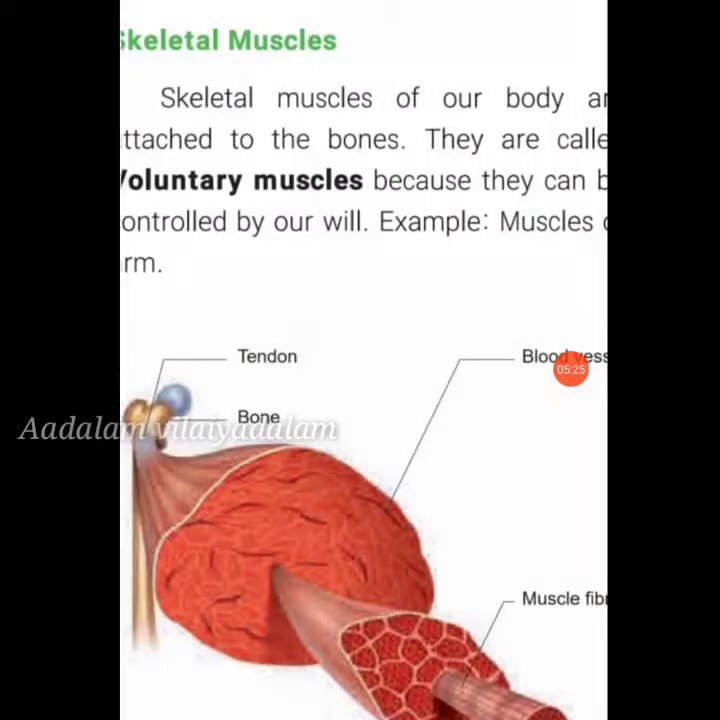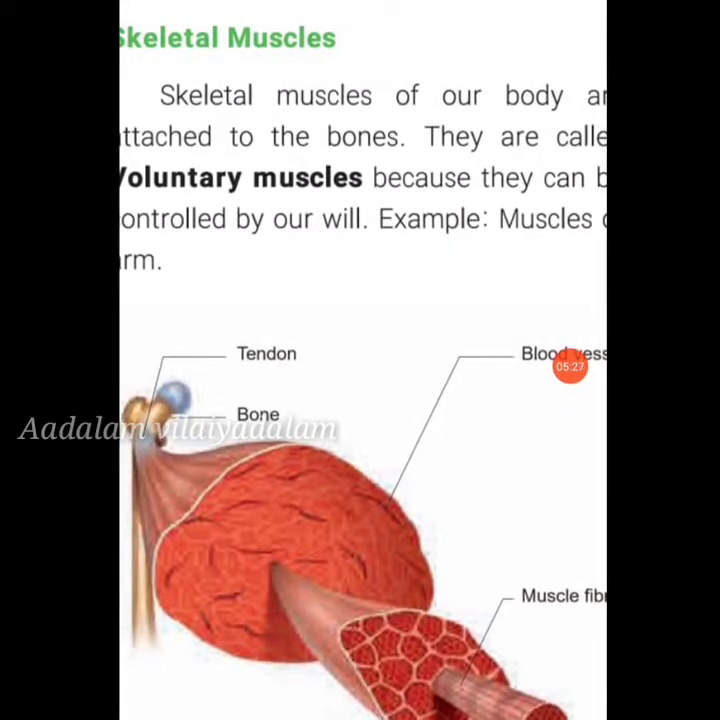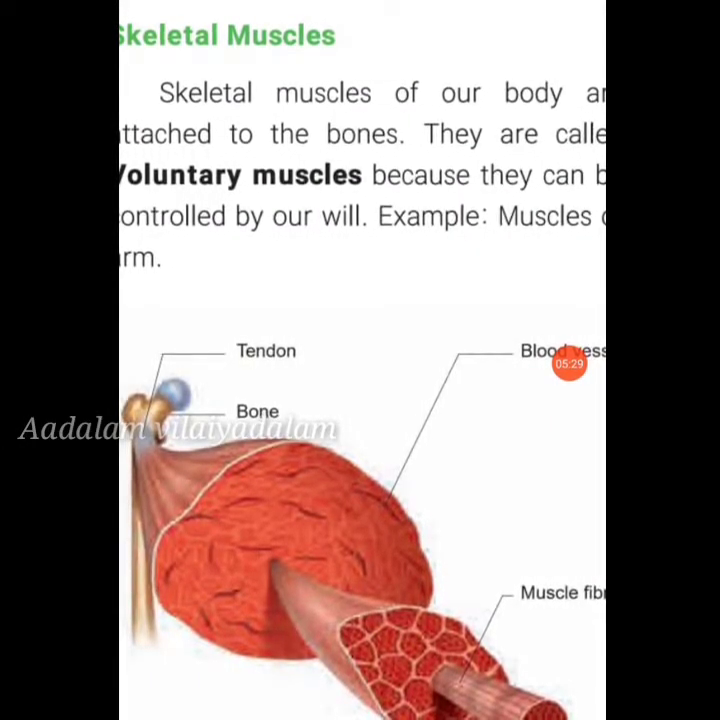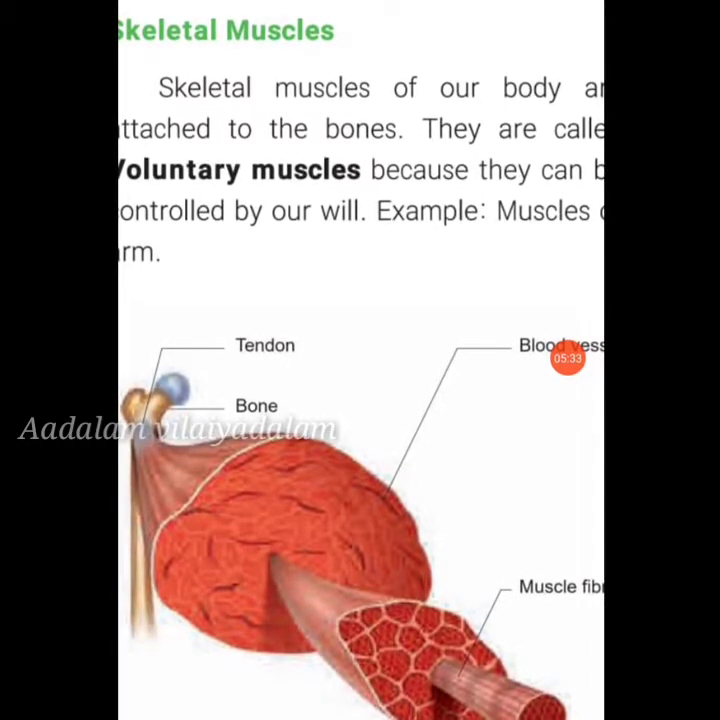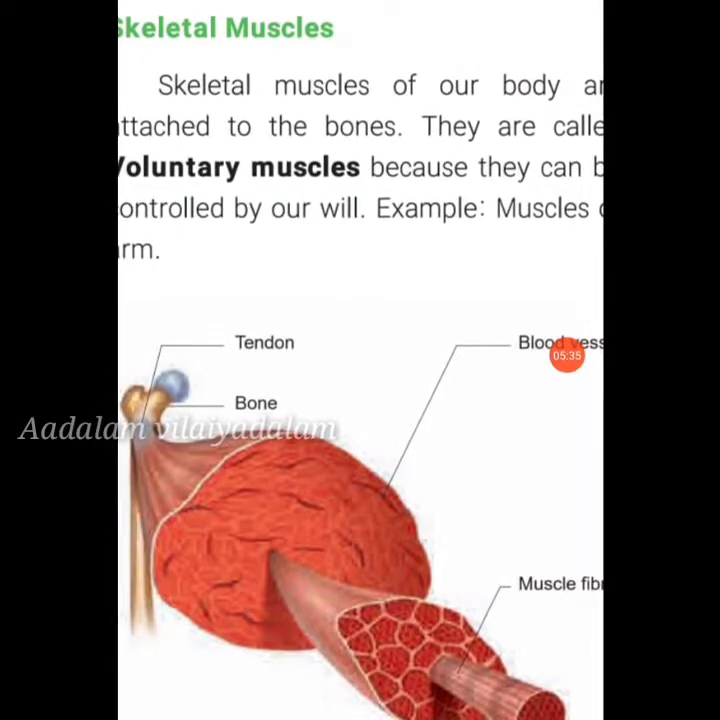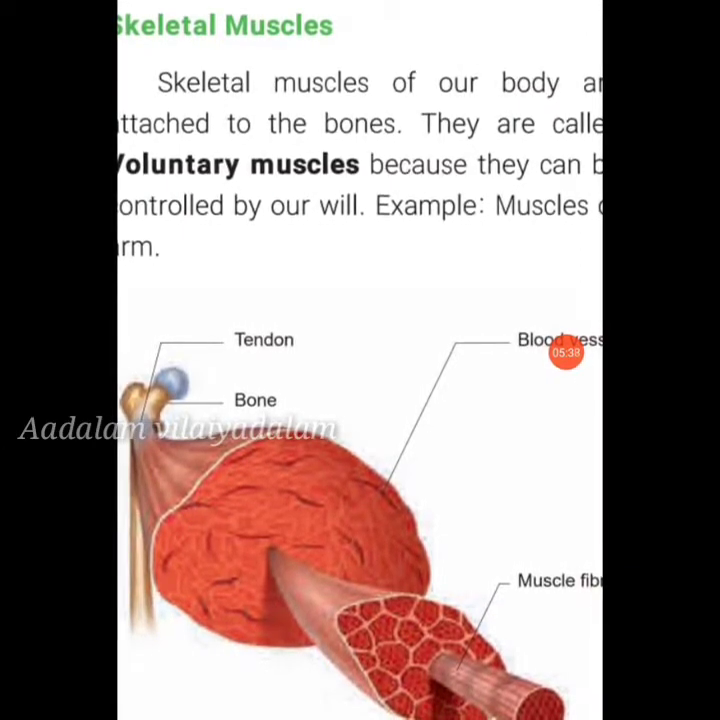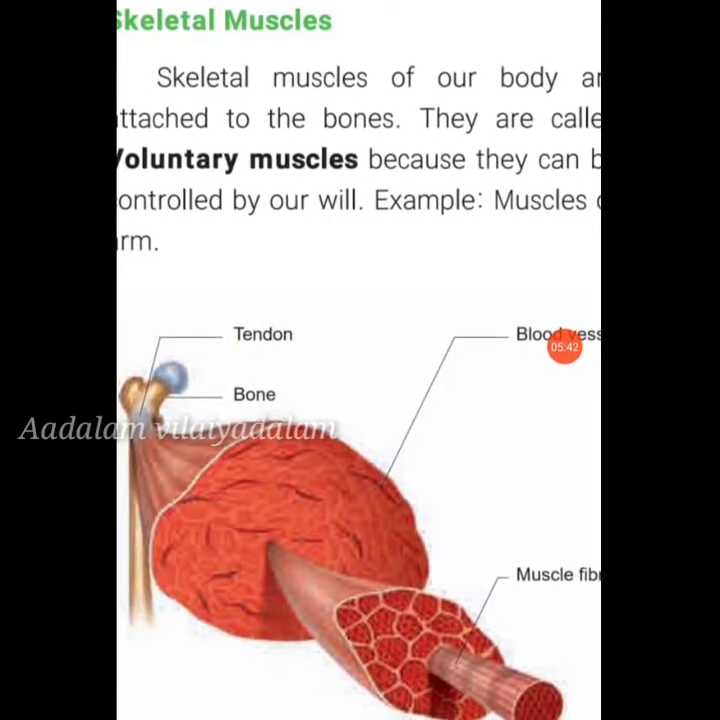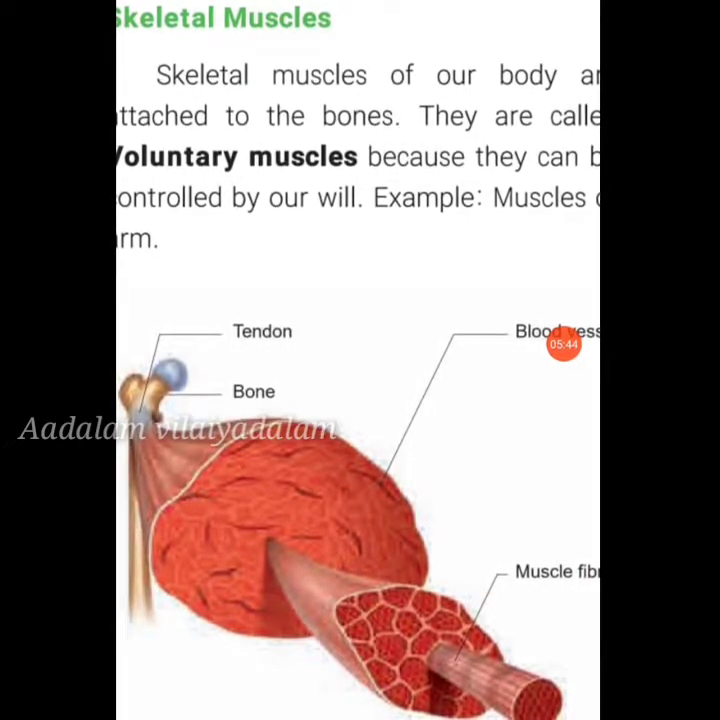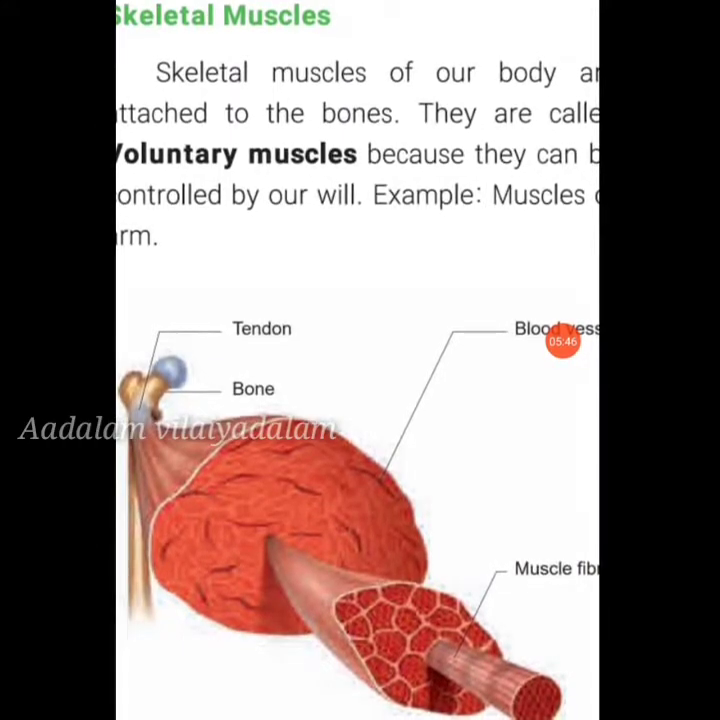First topic, skeletal muscles. Skeletal muscles are called voluntary muscles. These muscles of our body are attached to the bones. They can be controlled by our will. So skeletal muscles are called voluntary muscles.